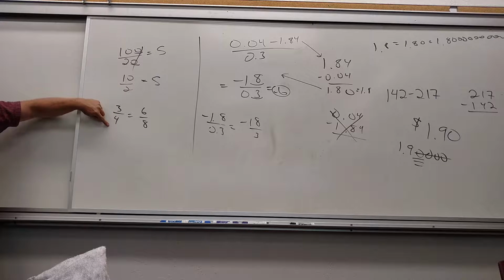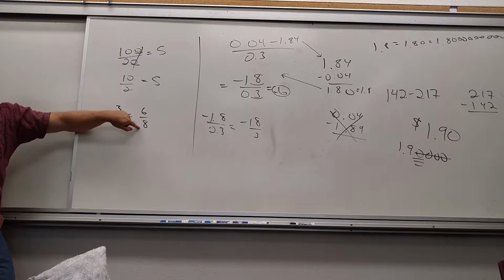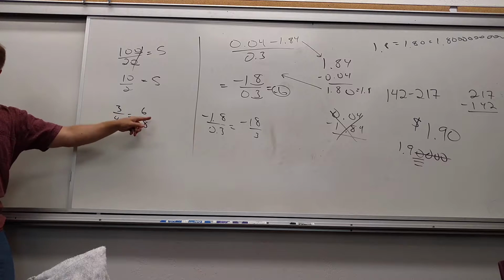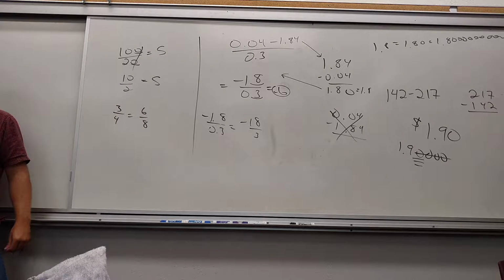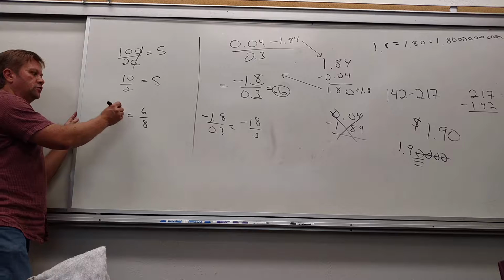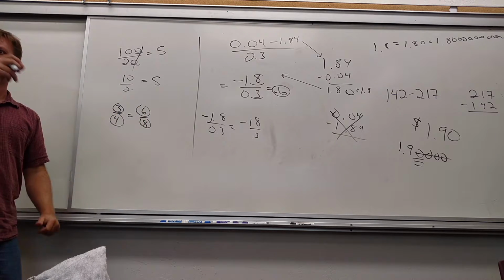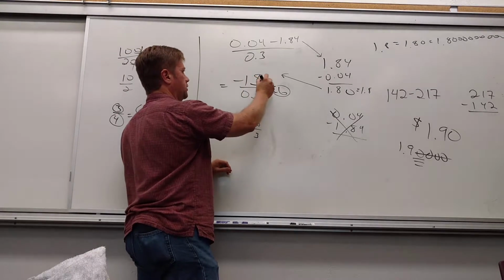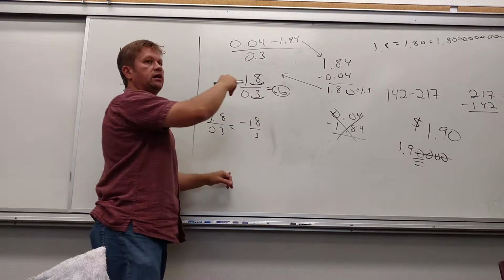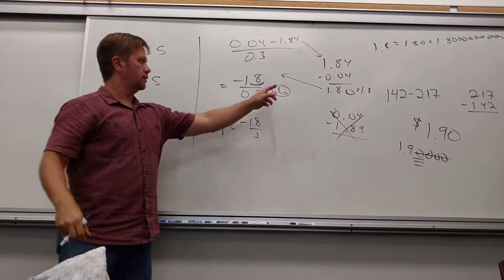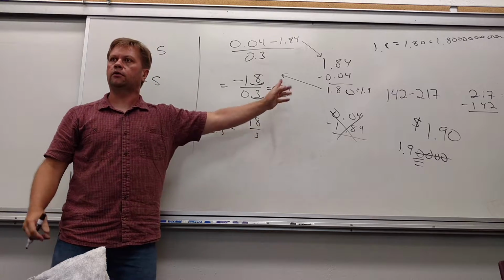But what number is this? 3/4 is the number 0.75. What's 6 divided by 8? It's the number 0.75. These are the same number, right? So as long as I do the same thing to the top as I do to the bottom, the number remains the same. So if I move the decimal over once and move the decimal over once, I multiply top and bottom by 10, it's still the same number.